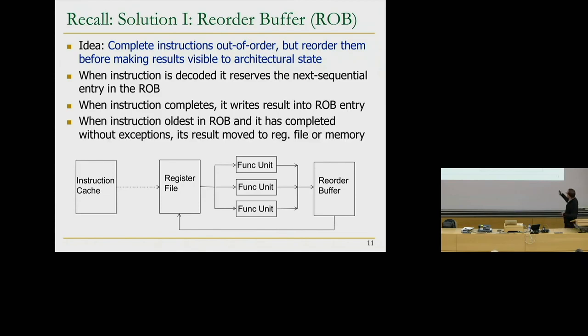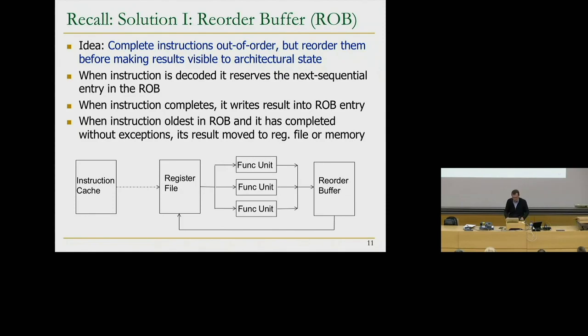And when the instruction becomes the oldest in the reorder buffer, and it has completed without exception, there has to be a finite state machine that checks this every cycle. Is this oldest instruction done? Has it written its result? And does it have an exception? If it has its result written in the reorder buffer and doesn't have an exception, then that finite state machine takes the result and moves it to the destination register of the instruction. That's the idea. It's very simple. Or memory. Memory is just a bigger version of the register file from this perspective.